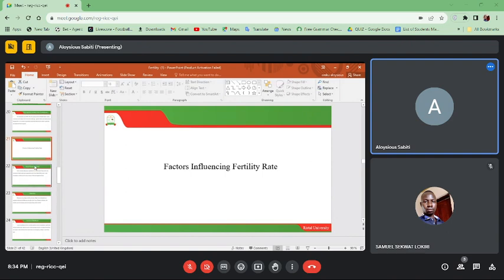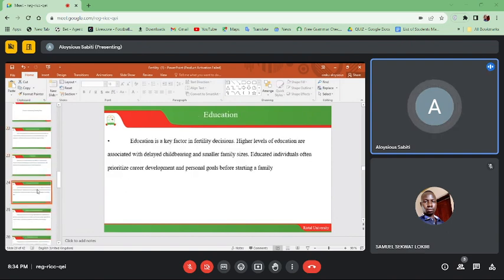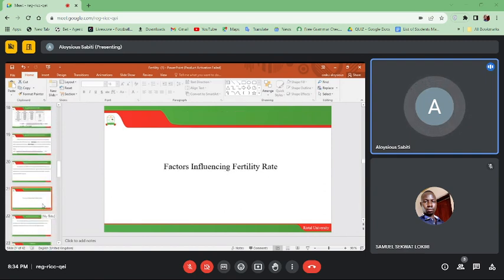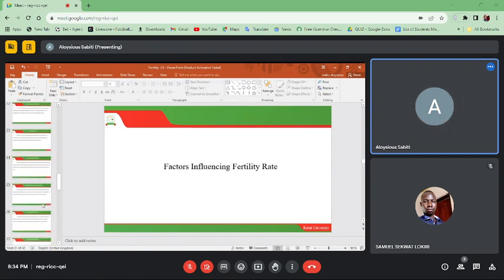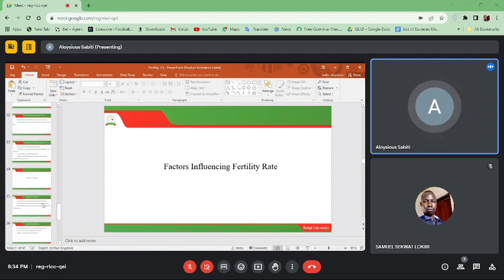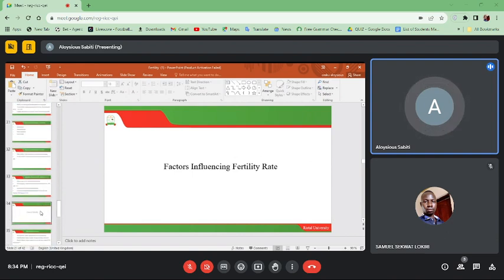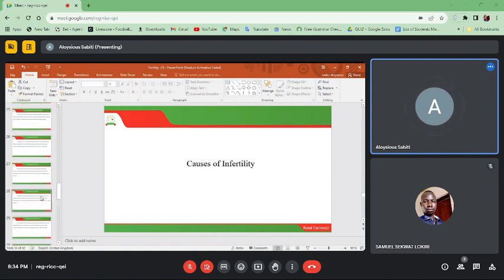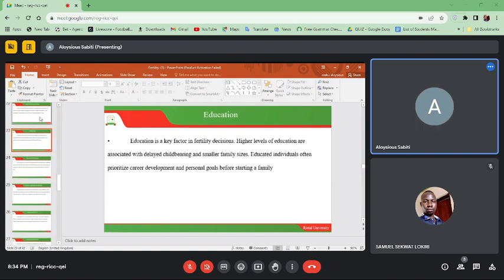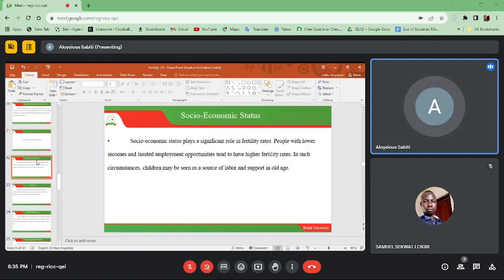So there are other factors that influence fertility rate. We want to look at the factors that influence fertility rate as fast as possible. Then we can end there for today, then proceed tomorrow. So let us just look at the different factors that influence fertility rate.